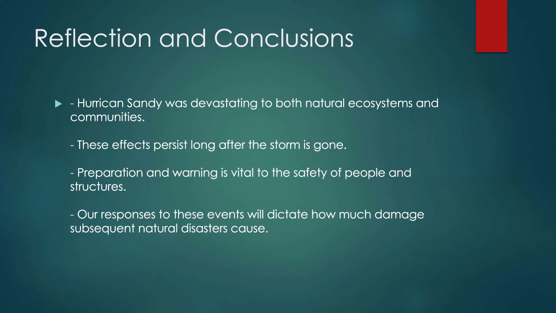So reflections and conclusions that we can draw from this event and its terrible consequences is that it not only affects our communities, but it also affects natural ecosystems. And because we are reliant on these natural ecosystems in our communities, as an extension, it also affects us even more. And these effects don't just go away when the storm goes away, these effects are persistent, they are prolonged, and they can stay for very long periods of time, even months after the storm is gone.